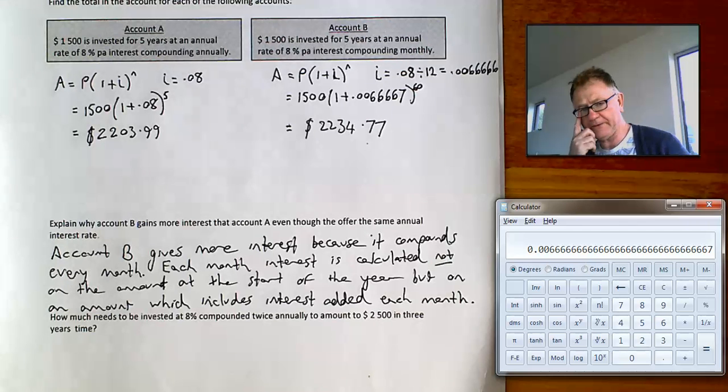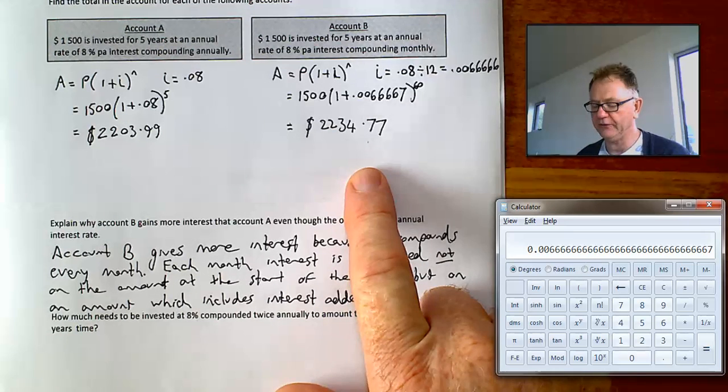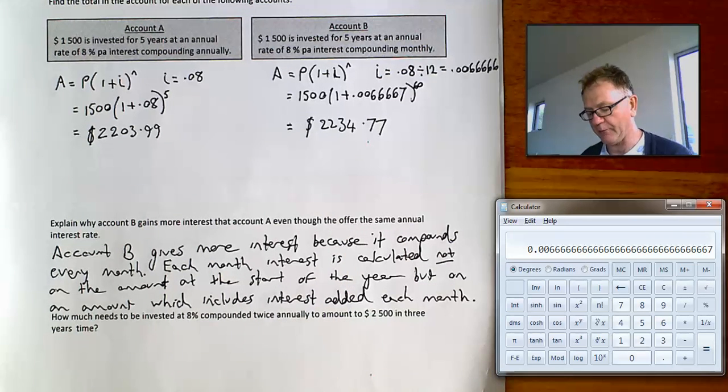Okay, here's my answer. Two different answers, two accounts, they look similar, but this one gives more interest than that one. I said account B gives more interest because it compounds every month. Each month interest is added and it's calculated not on the amount that was there at the start of the year, but an amount which includes interest which had already been added each month.